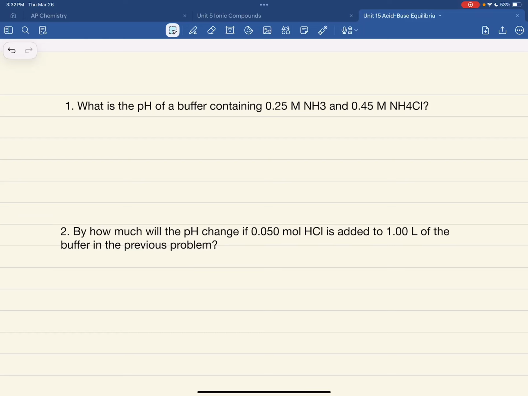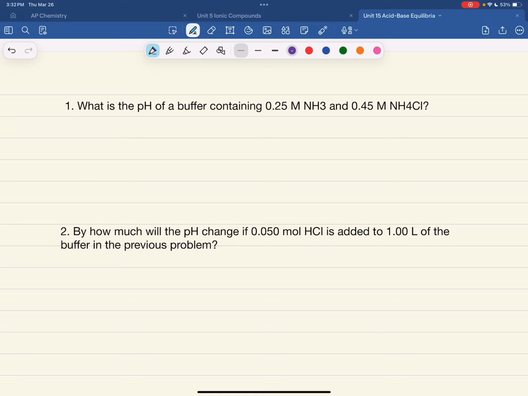I'll take you through these first two problems to get you going on this worksheet. Okay, the first one says, what is the pH of a buffer containing 0.25 molar NH3 and 0.45 molar NH4Cl?